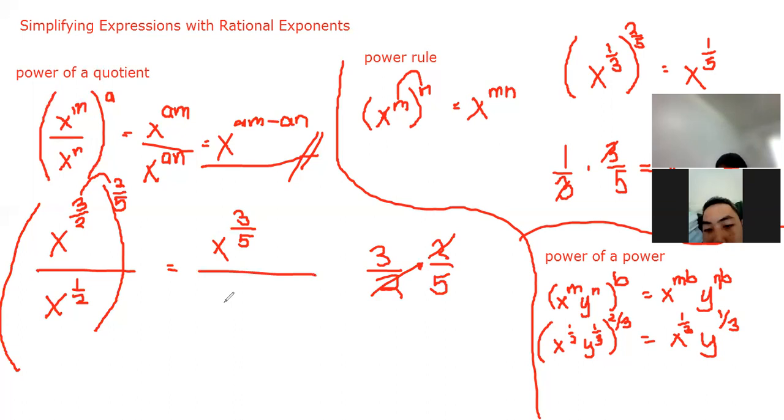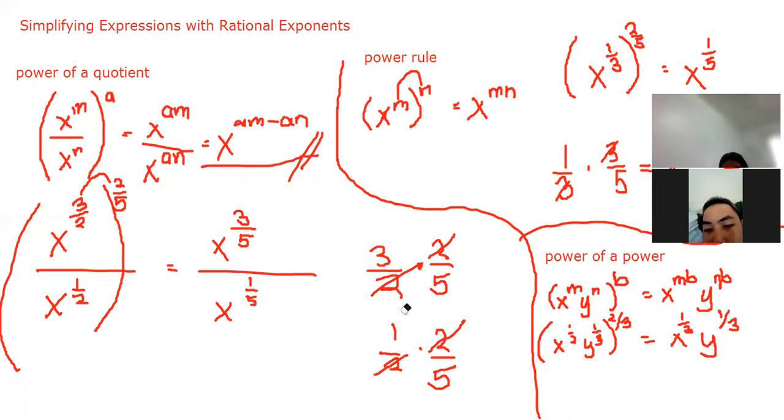Then, number 2 naman, x din yung base. So, meron tayong 1 half times 2 over 5. So, cancel natin yung 1 half, cancel yung 1 half. Matitira is 1 over 5. Okay? So, meron na tayong 1 over 5.